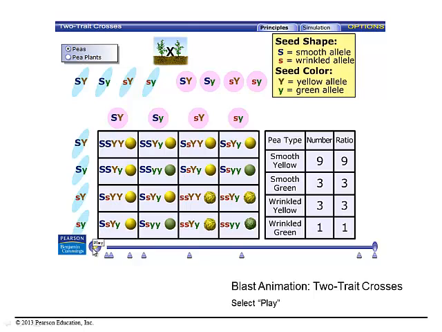Both recessive traits. So the 9 to 3 to 3 to 1 ratio is typically always seen with a dihybrid cross, 2 traits that are dominant or recessive. Yes? If they sort what? Independently.